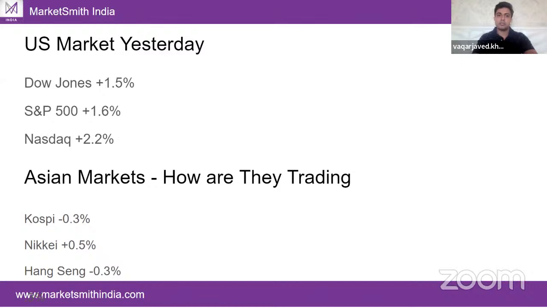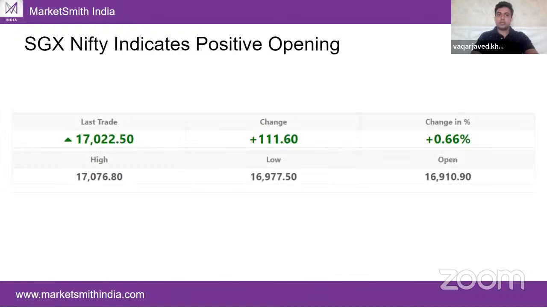If we talk about how the Asian markets are trading, they're trading in the range of minus 0.3% to plus 0.5%, with Kospi and Hang Seng around minus 0.3% and Nikkei at around 0.5%. Now let's take some cues from what the SGX Nifty is trying to tell us. SGX Nifty is indicating a positive opening. So earlier during the day, it was trading around 17,022 against Nifty's close of around 16,758 of yesterday.